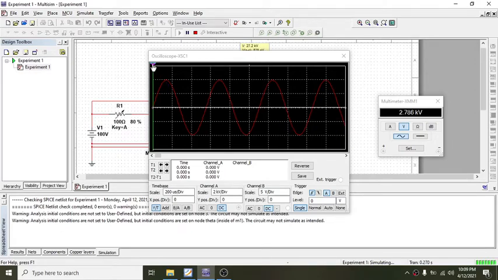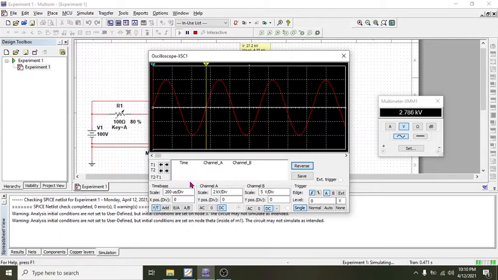To calculate the frequency of the generated voltage, you move this line to approximately the end of the waveform, after which you obtain the difference between the times for this point and this point. That's 553 microseconds.